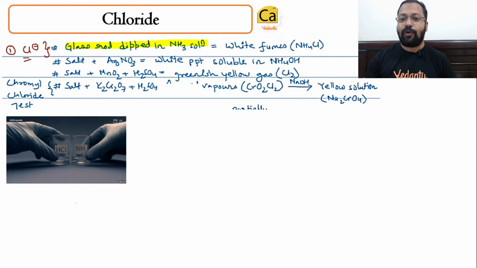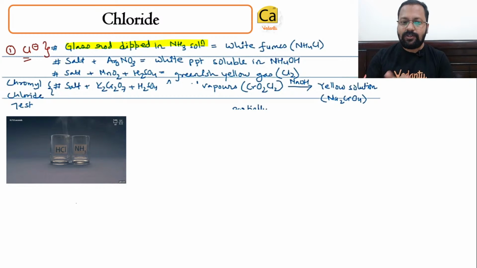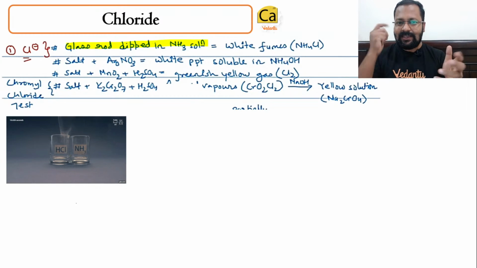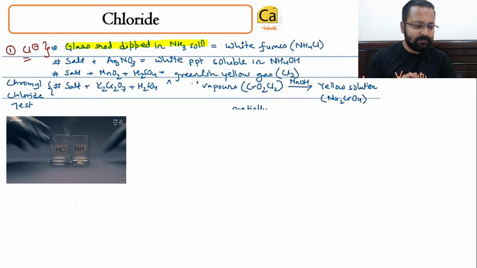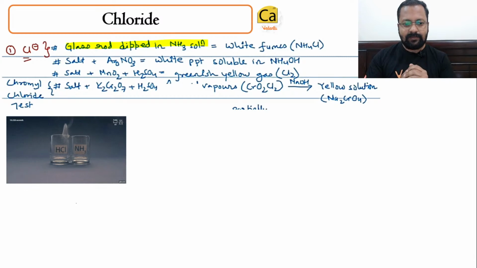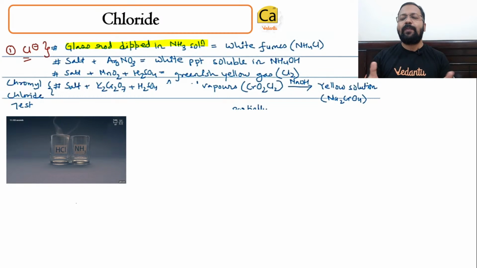So that gives a positive indication that ammonium chloride is getting formed because of a reaction between ammonia vapors and HCl vapors. Okay, ammonia vapors and HCl vapors. Clear? Next is salt plus AgNO3.